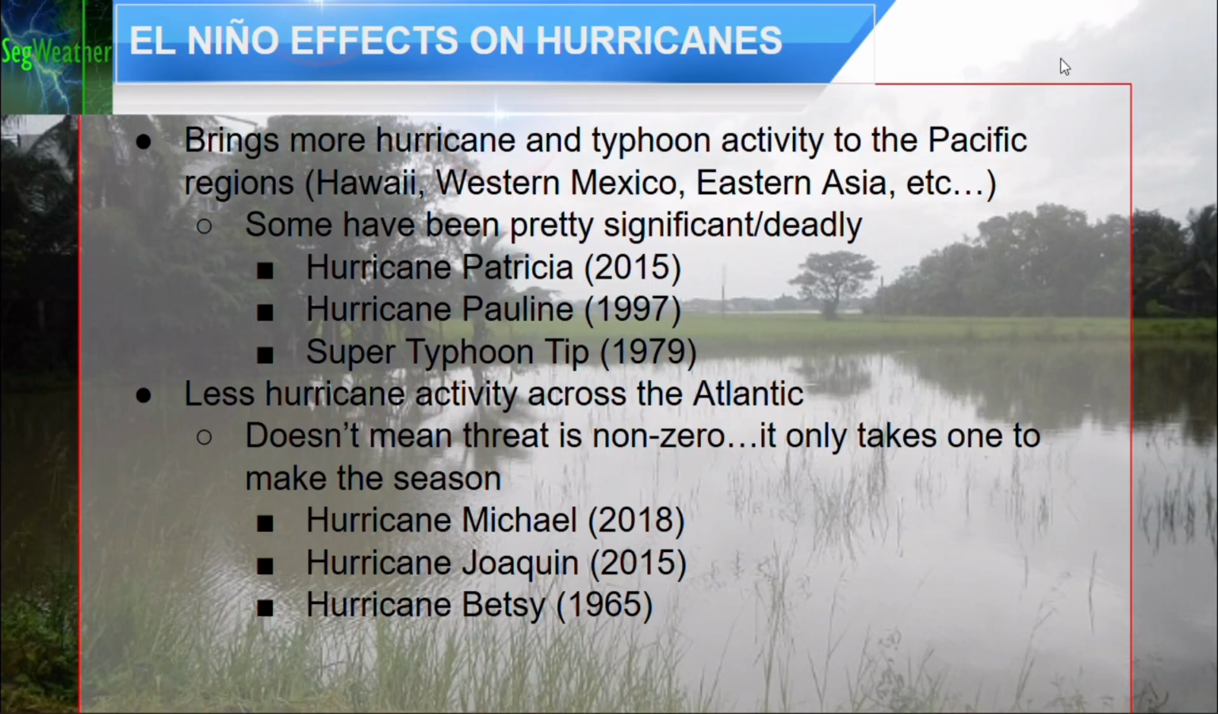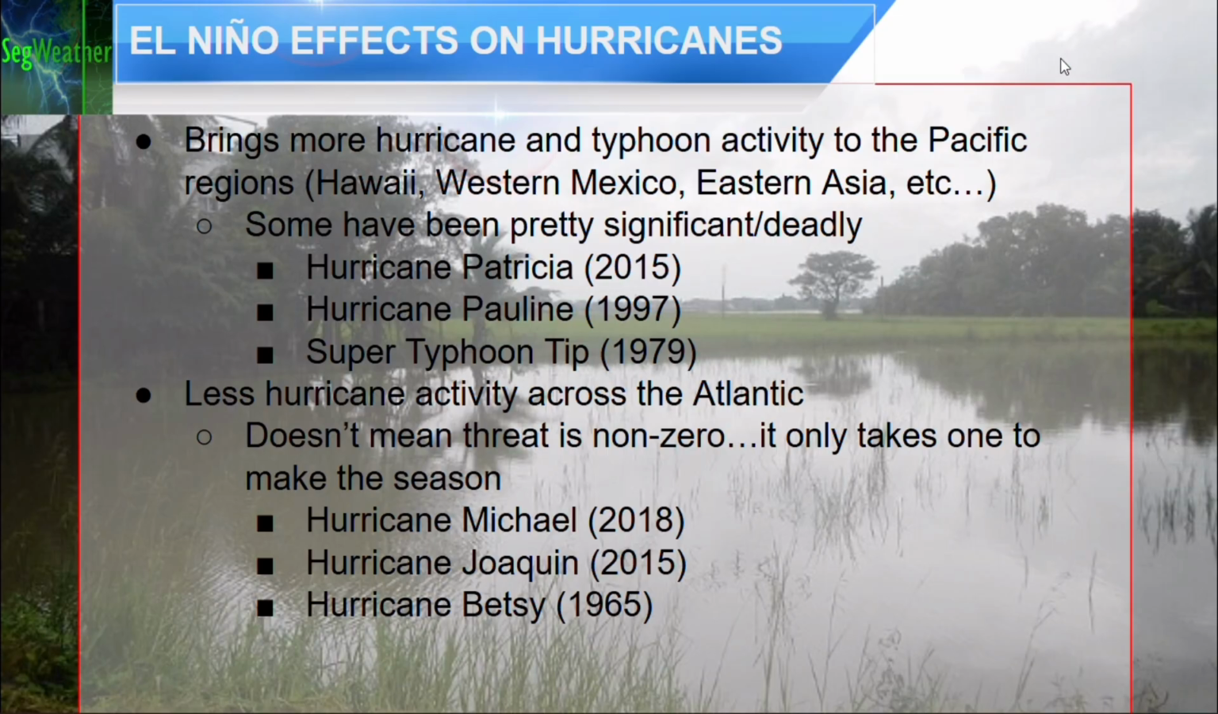Where we have Hurricane Michael in 2018, that one occurred mainly during a weak El Nino year. That one was pretty significant. It hit the Florida coast. And then we have Hurricane Joaquin in 2015. That one did not make landfall in the U.S., but unfortunately it capsized a boat, which ended up leading to deaths of quite a few people that year. And then Hurricane Betsy, that happened in 1965, was another impactful hurricane here in the U.S.